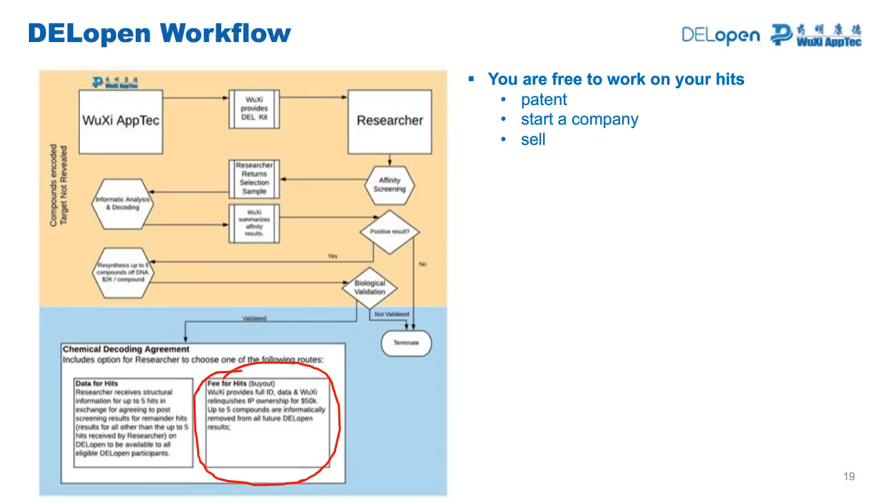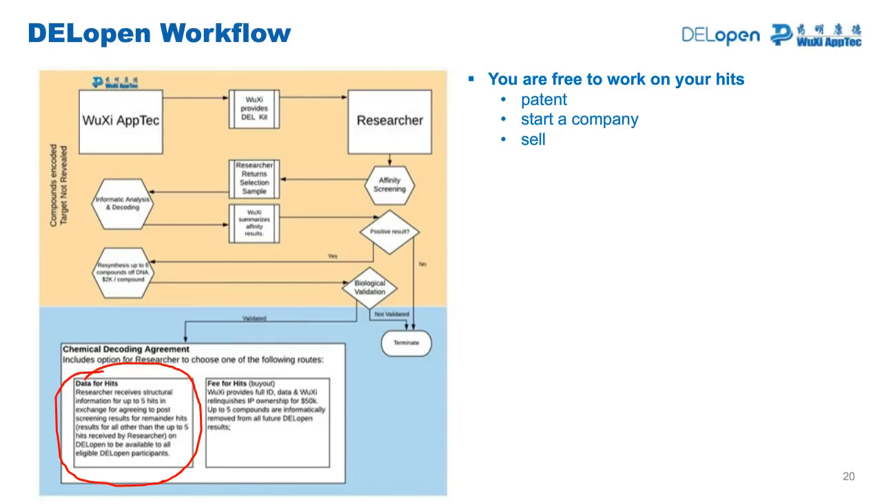Now, this is going to proceed through one of two options. One is called the fee for hits, and this is the one that you probably won't choose, but if you decide that the compounds that you have tested look so great and you feel that they are worth a lot of money, then you might choose to pay WuXi a fee and to keep all of your data and your target a secret. But you also have an option which is going to be completely free called data for hits. And I'm going to highlight this on the next slide as to what this means.